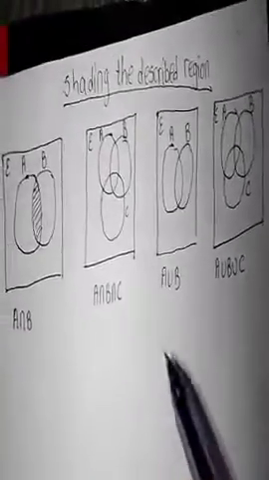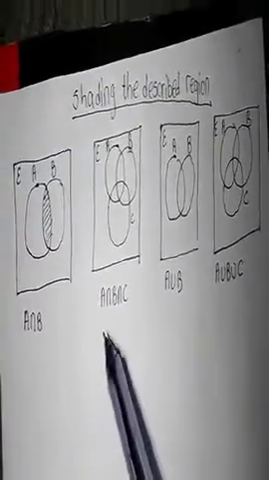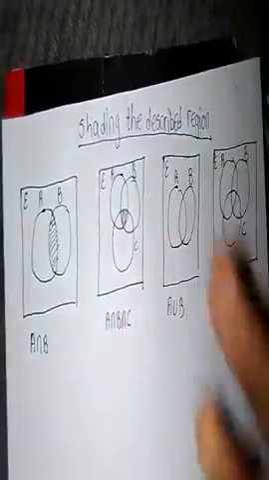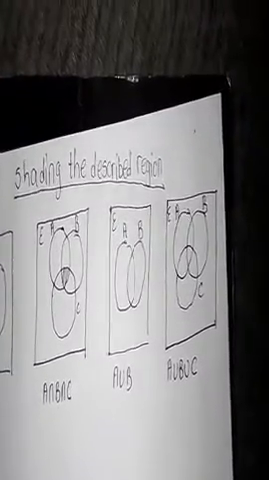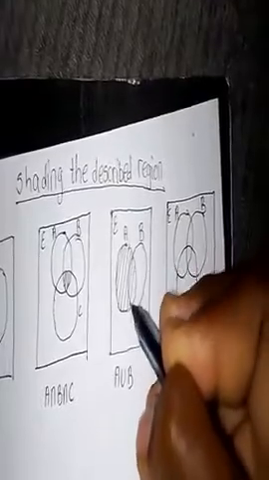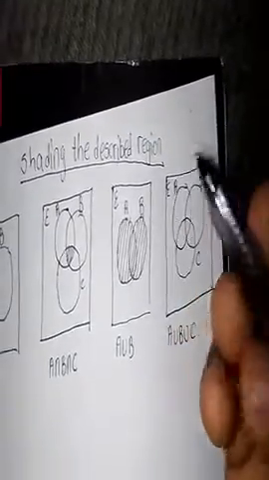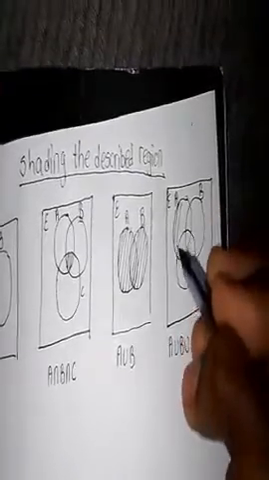Then for A intersection B intersection C, it is the portion where A, B, and C all share the element, which is this middle part here. I hope it's visible. And the next one, union, means everything all together. So A union B means everything in B and A. So we're going to shade everything in B and A. And as for A union B union C, it also means everything in B, everything in A, and everything in C.